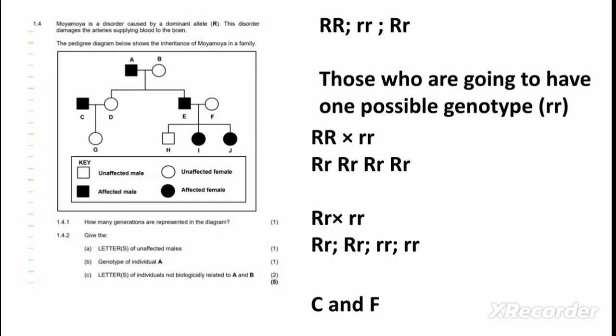Letters of individuals not biologically related to A and B. So A and B had the kids D and E, and D and E have had children G, H, I, J. So G, H, I, J, they are biologically related to A and B. So it means the answers are C and F because those are the partners of their children. They are not their biological children.